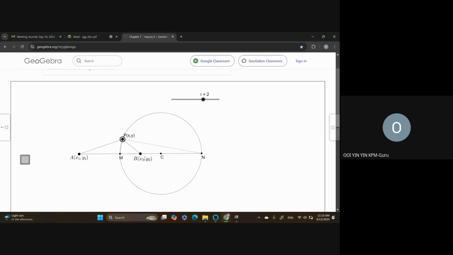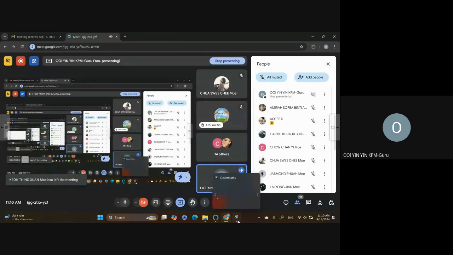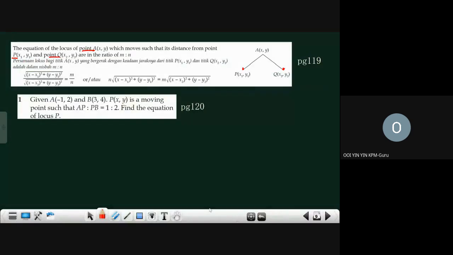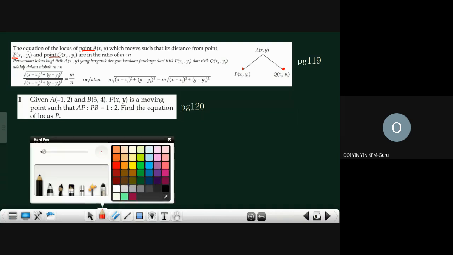Actually, you have it in the textbook. You can refer to your textbook and then scan the barcode and play with it yourself. You will get a rough concept of how it moves, so that you can understand. Okay, if you have to find the equation from two fixed points, then the formula will be like this.